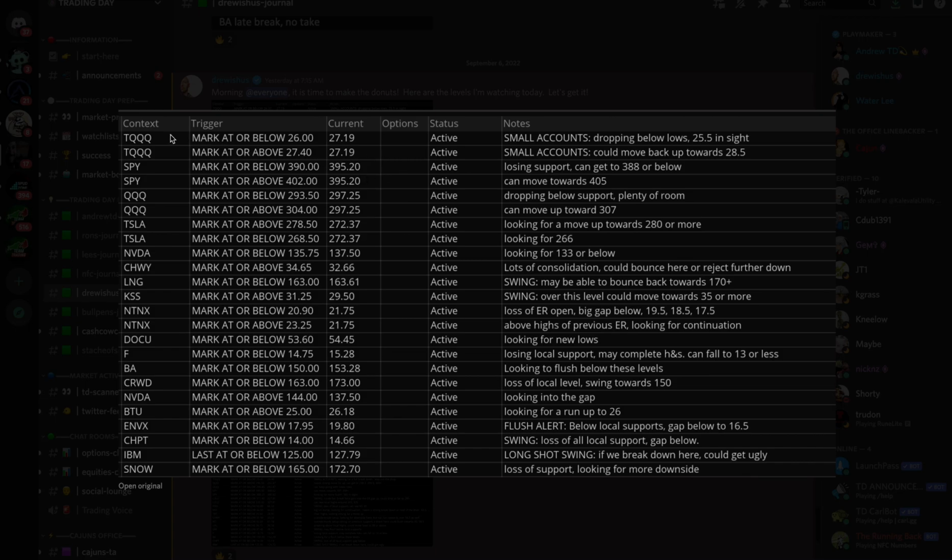We're not simply looking for, if TQQQ breaks $26, I'm not just jumping in and buying a contract. I'm coming in to make sure that it broke 26 convincingly, or that it broke 26 and held 26 and looks to be continuing further down. That is the point at which I would start to be interested in taking a position on the play.